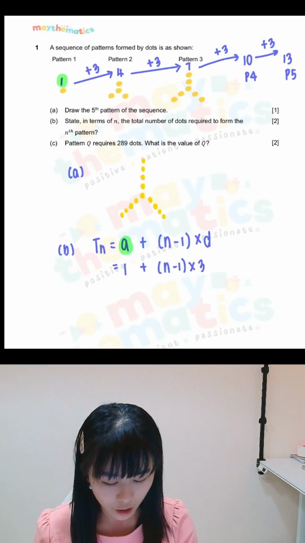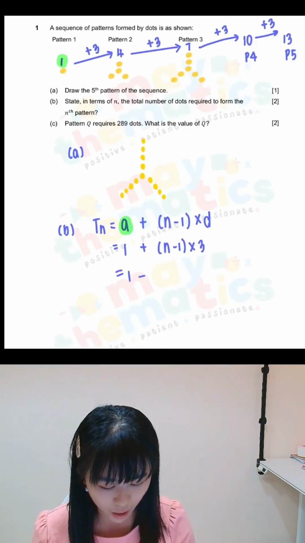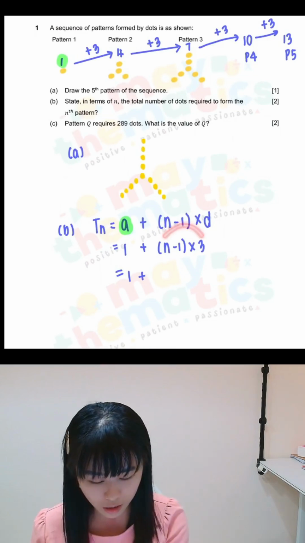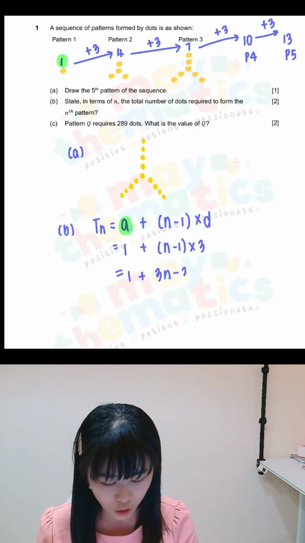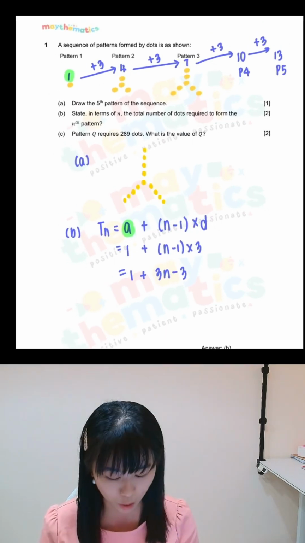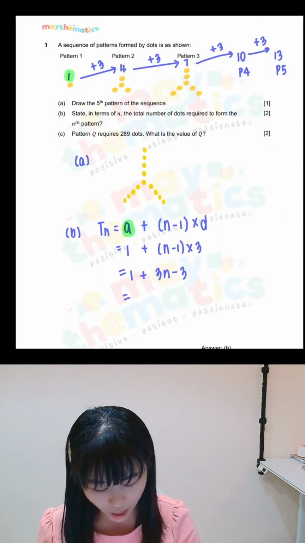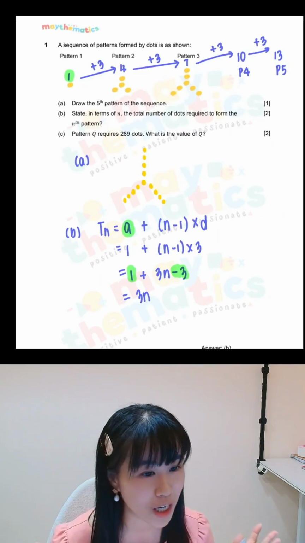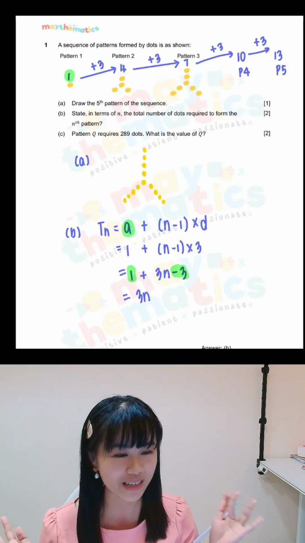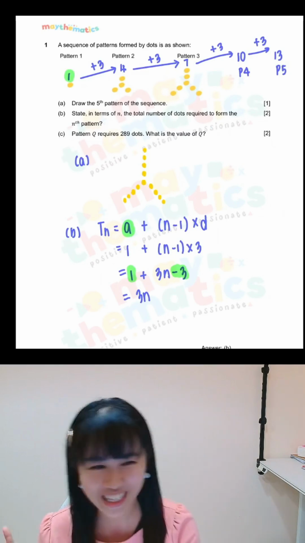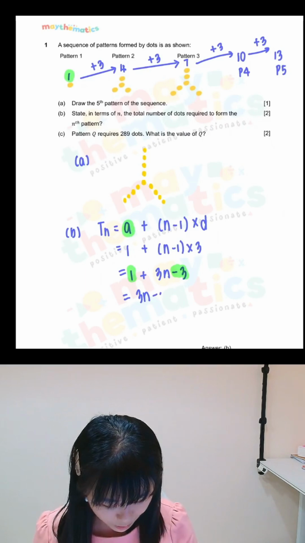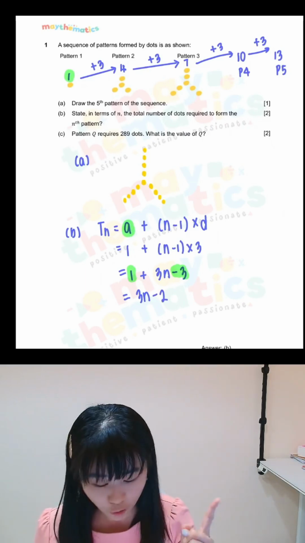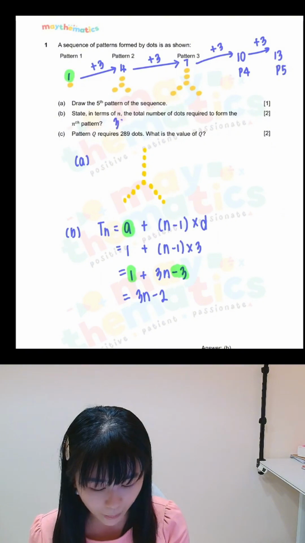So now you have 1 plus 3 times n, you get 3n. 3 times minus 1, you get minus 3. Don't stop here. Students like to stop here, but it's not done yet. You then have 1 minus 3. What's 1 minus 3? It's minus 2. Yes, minus 2. So basically your formula here is 3n minus 2.